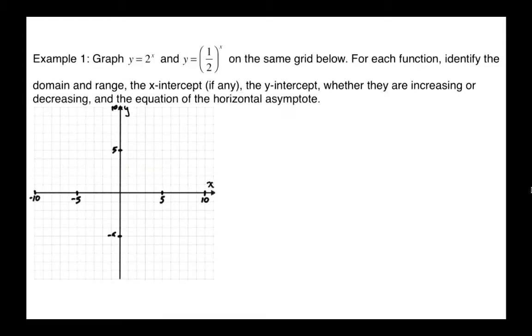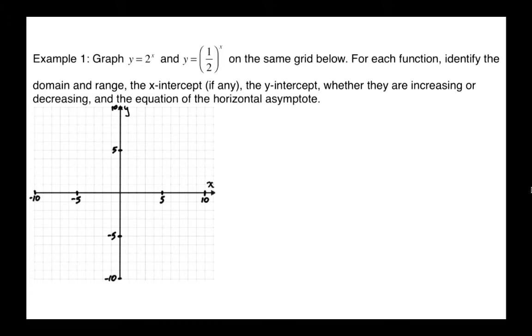So let's look at a couple of specific examples. So we're starting with the graph of y equals 2 to the x and the graph of y equals a half to the x. We're going to do that on the same grid below. And for each of the functions, we're going to identify a bunch of characteristics. So let's take a look at how we would do this.